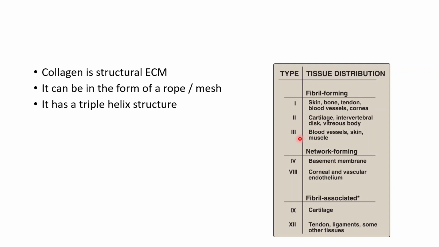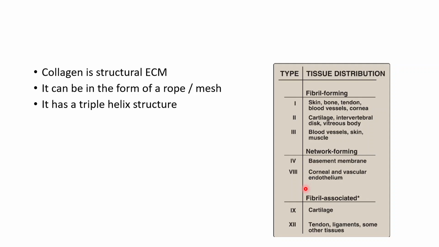Similarly, type 4 collagen is more of a mesh-forming or network-forming collagen. This is seen in the basement membrane, where the cells rest on type 4 collagen, which is a type of structural extracellular matrix. So the basement membrane is formed by type 4 collagen, a mesh-forming type of collagen. We also have the fibril-associated collagens, collagen 9 and 12.